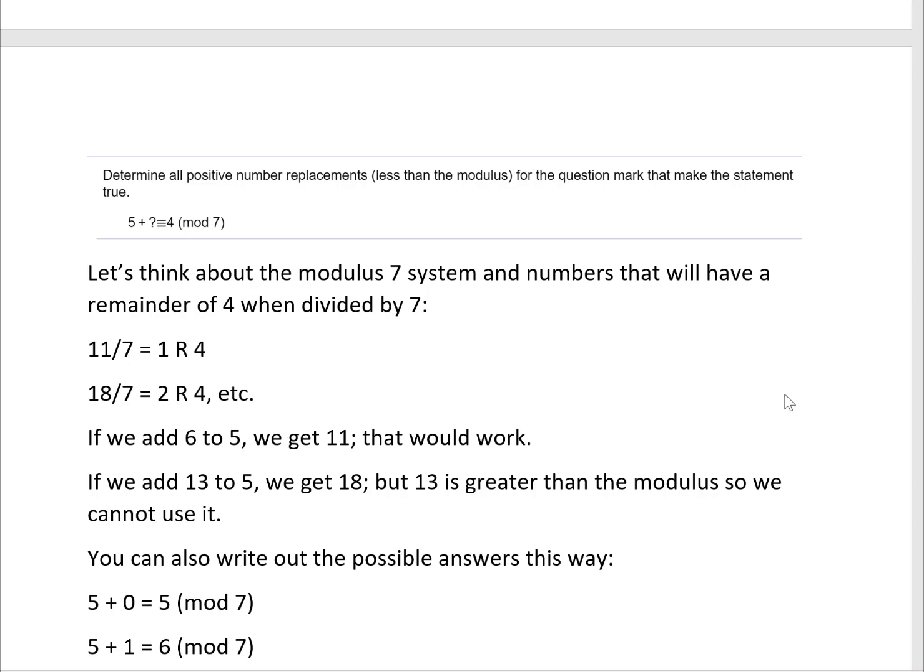If we add 6 to 5, we get 11, so that would work. If we add 13 to 5, we would get 18, but 13 is greater than the modulus, so we can't use it. So the answer here we're going to come up with is going to be 6.